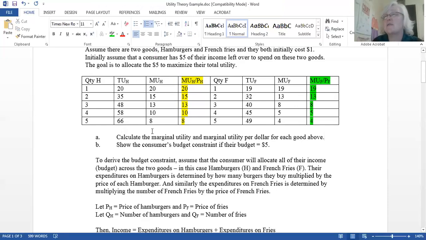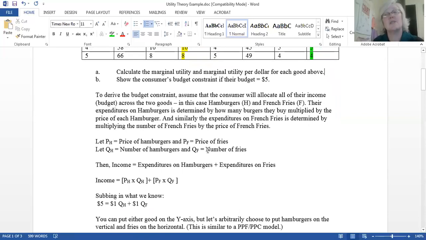So part A, calculate the marginal utility and marginal utility per dollar for each of the goods above. And we did that. We've got our marginal utility for our hamburgers, marginal utility for french fries, and then we divided by the $1. Now we're going to say, okay, let's look at what can the consumer afford. Let's look at their budget constraint. So in the beginning, if their budget constraint is $5, we're going to assume that the consumer is going to spend all of their $5. They've allocated this money to hamburger and french fries. They're going to be best off if they spend all $5 on hamburgers and french fries.